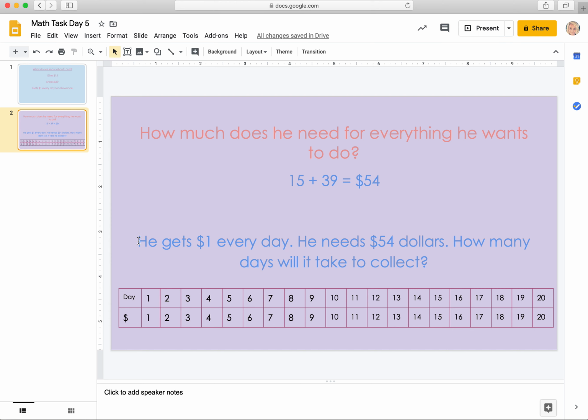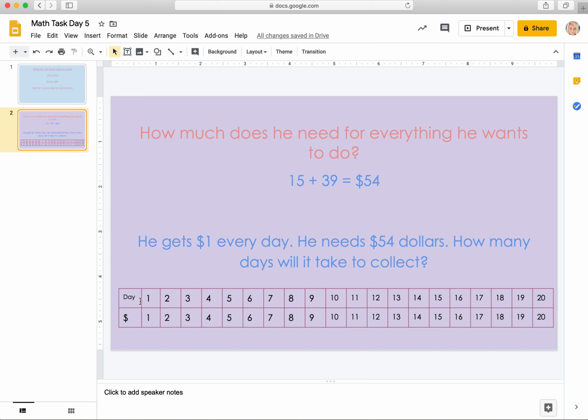So the next part here, Louis gets $1 every day. He needs a total of $54 to buy all of the supplies he needs. How many days will it take to collect it? I did a little chart here that shows the days and then the amount of money he's going to get each day to help show you guys the pattern that this is building.